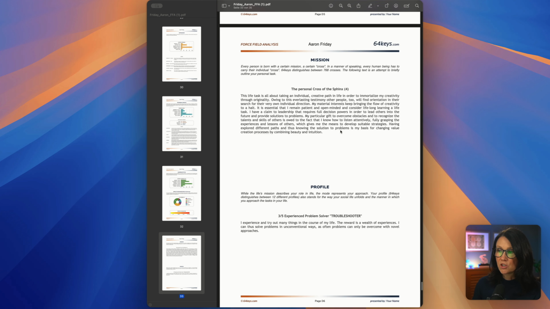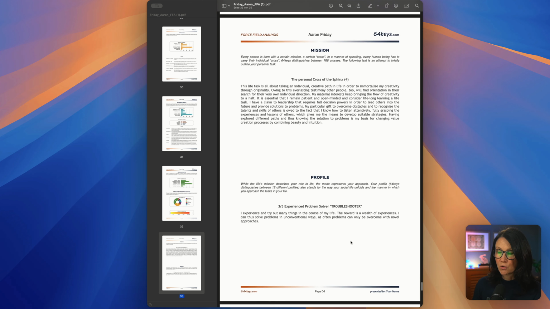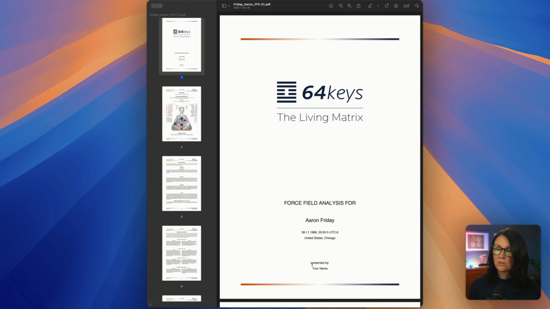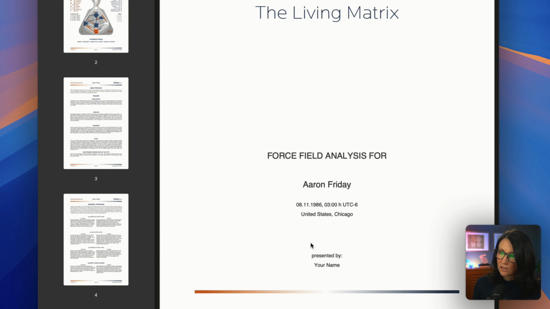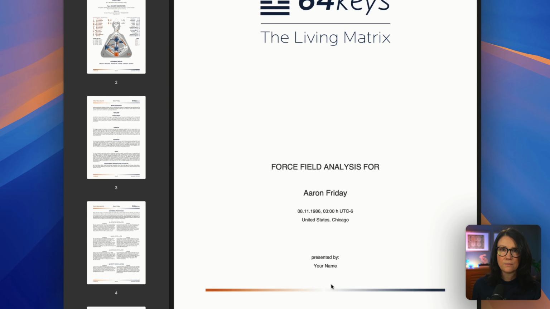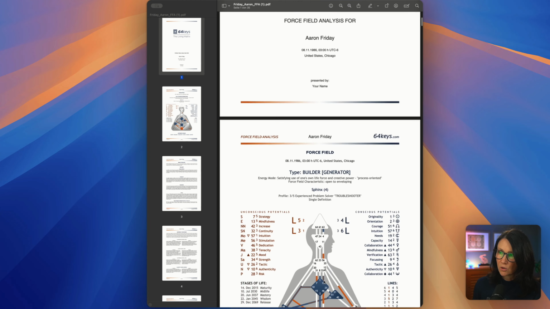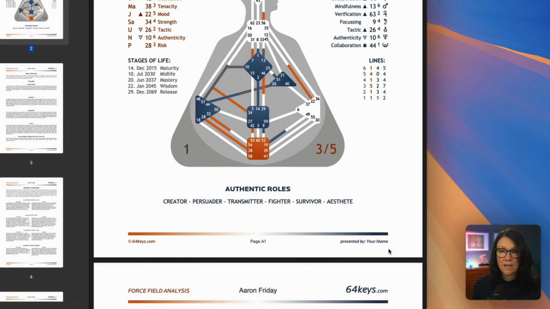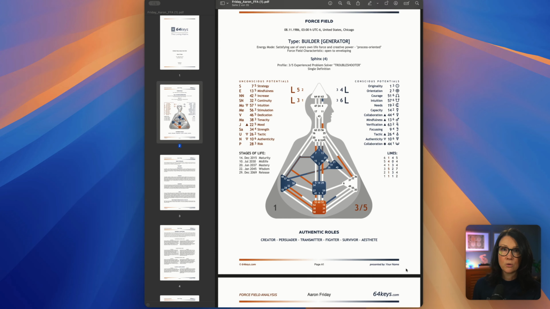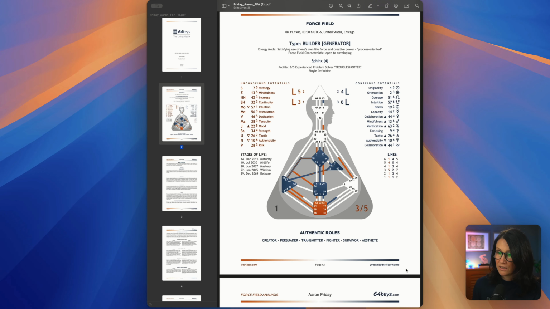And of course, the mission text is also included and a short text about the profile. So this is a wonderful giveaway for your coaching client or a gift for friends. If you have a 64 Keys expert version, you can also include a personal footer here. And that will be also included on all pages, your name, your company name, or your website, or whatever you would like to have here.